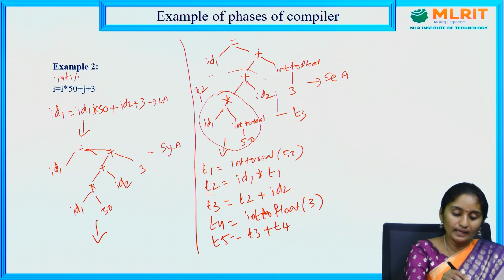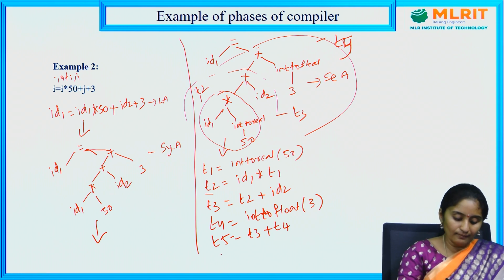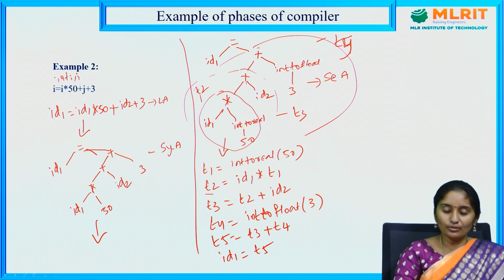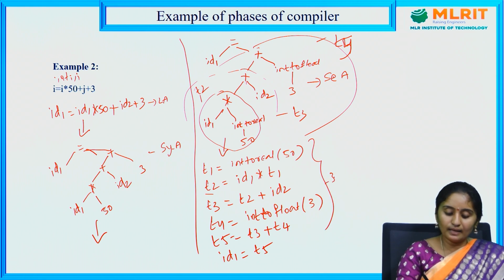The whole thing is there in T5. This is assigned to ID1. So ID1 is equal to T5. So this is nothing but the 3 address code.